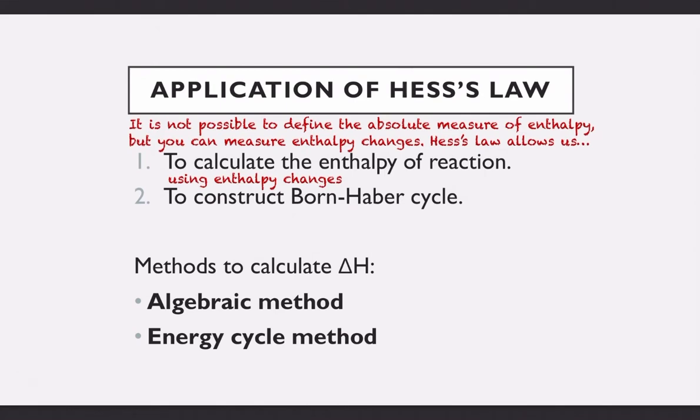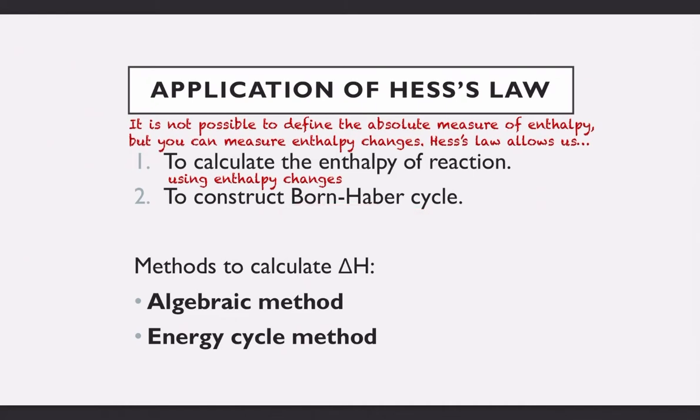How do we use Hess's Law? As we know, it is not possible to define the absolute measure of enthalpy, meaning we cannot measure enthalpy directly, but we can measure enthalpy changes. So Hess's Law will help us to calculate our enthalpy of reaction using the delta H that we have, delta H1, delta H2, delta H, and so on. Another application of Hess's Law is to construct the Born-Haber cycle, so we will look at that later.